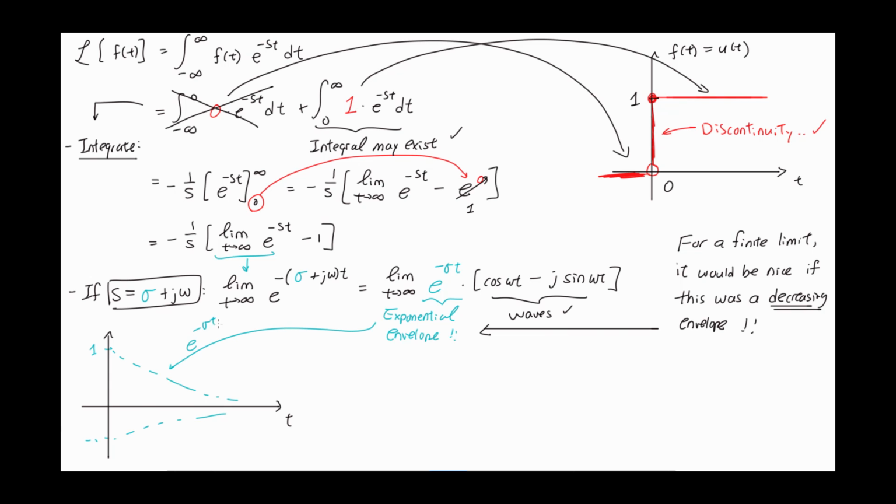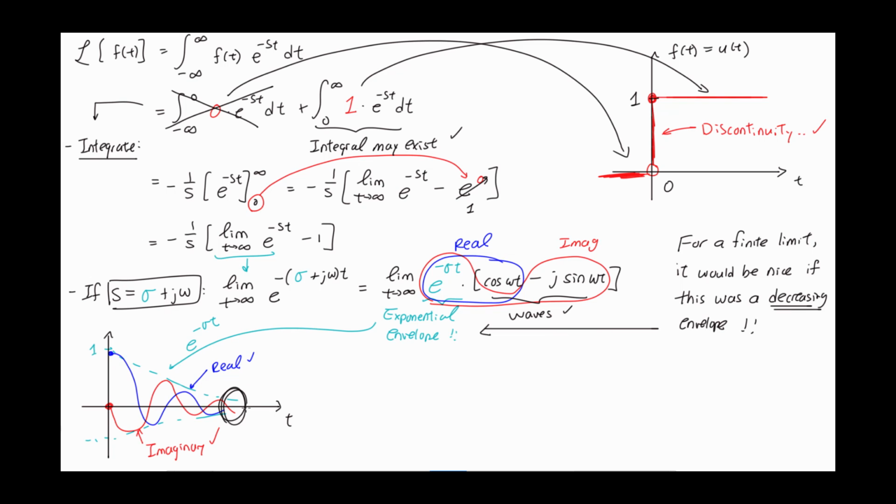So that means this guy is e to the negative sigma t. And if we plot the real part of the complex number, we're going to get an exponentially damped cosine wave right there. Furthermore, if we plot the imaginary portion of this complex number, we're going to get an inverted damped sine wave right there. So hence, in this case, both of these waves are damped to 0 as t approaches infinity. Awesome.